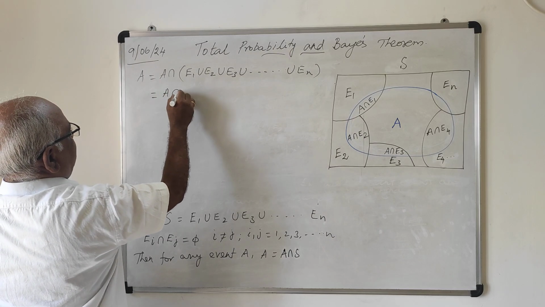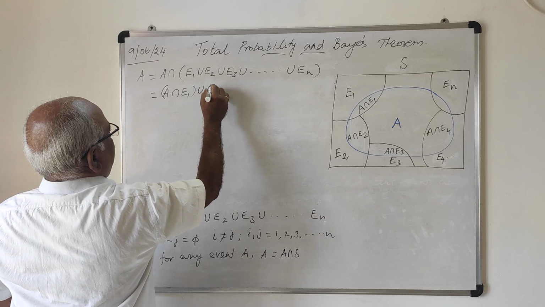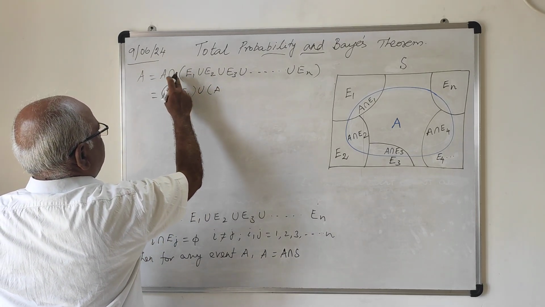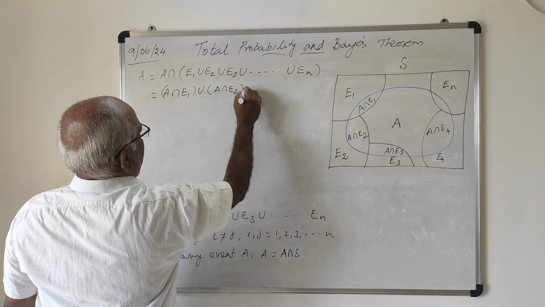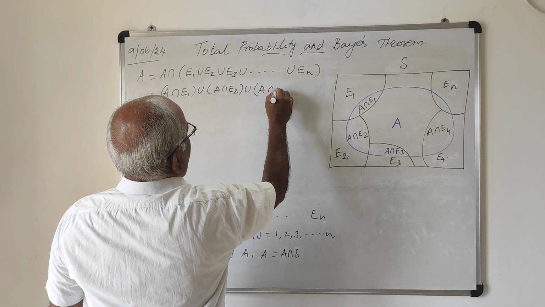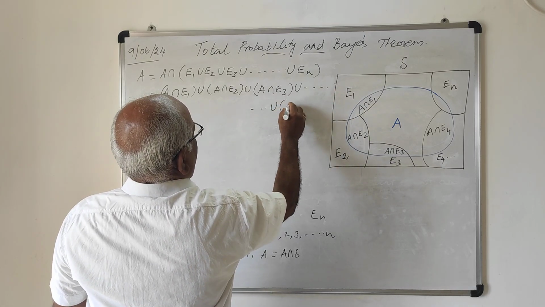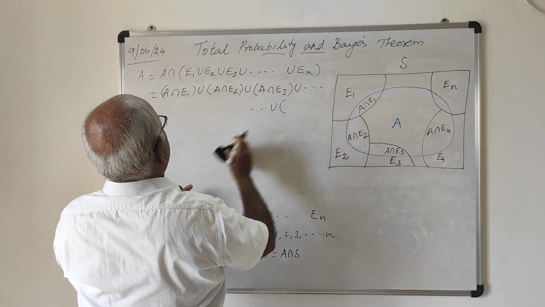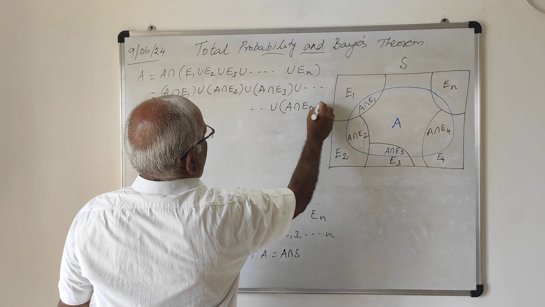This is A intersection E1 union A intersection E2 union A intersection E3 union etc. union A intersection En. This is by associative law.